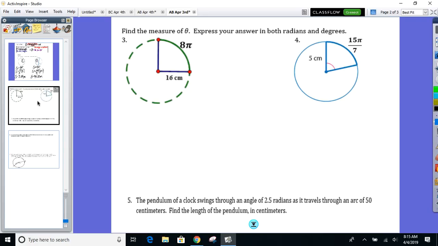All right, so now we get to something like number 3, where now I want to know what is the angle? What is theta? All right, and if you take a look right now, 8 pi, that's my arc length.